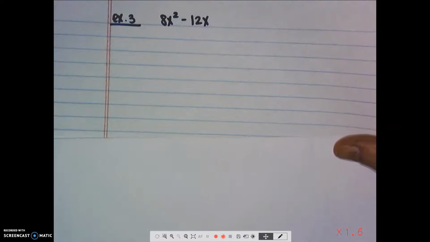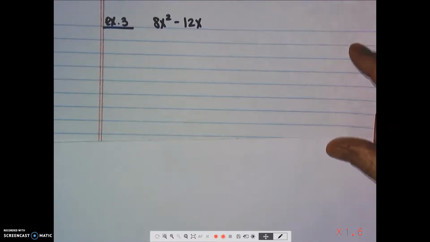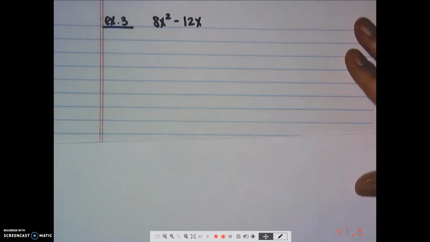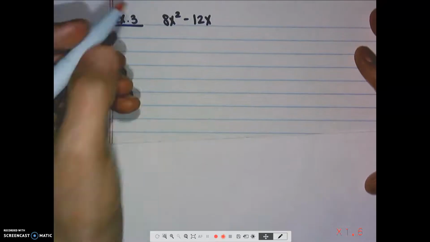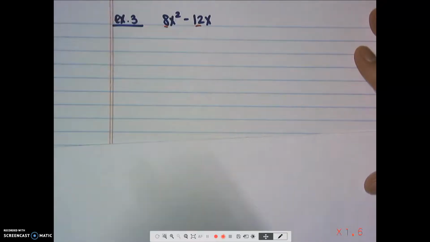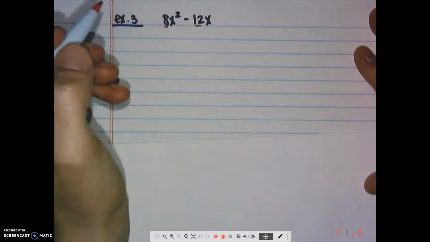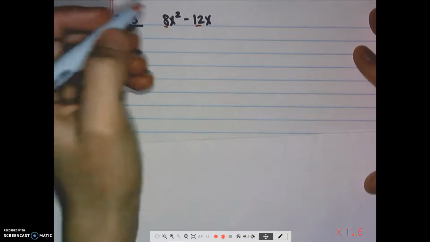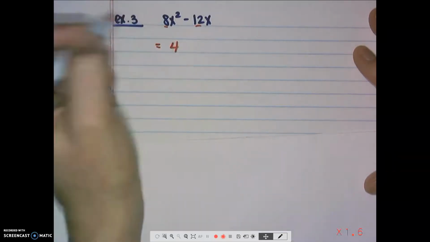See if we can get this here. So what happens if we have 8x squared minus 12x? So here, 8 and 12, negative 12. The biggest number that goes into both of those is 4.